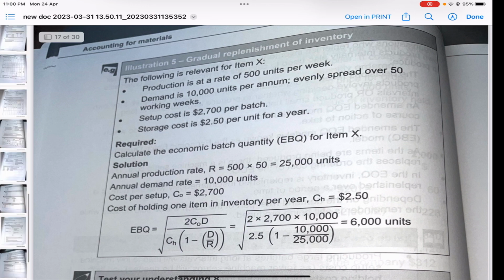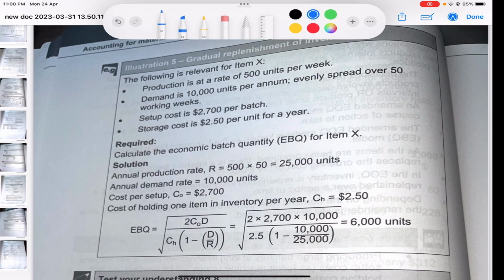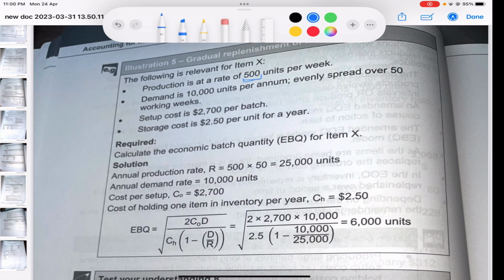Let's see my illustration number 5. The following is relevant for item X. Production is at a rate of 5,000 units per week. It is the rate which is given here, so this is my R. Demand is 10,000 units per annum, so my D is given over here, evenly spread over 50 working weeks. Setup cost is 2,700 per batch, so the setup cost is my CO. Storage cost is this much, so that is the cost of holding one item in the inventory.